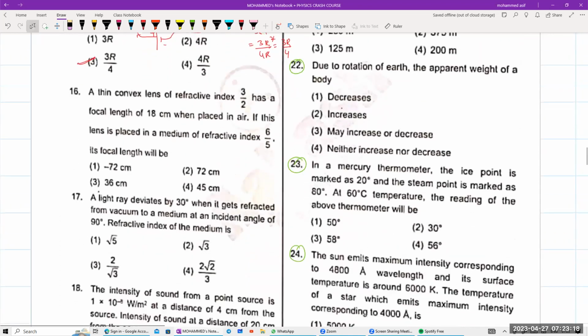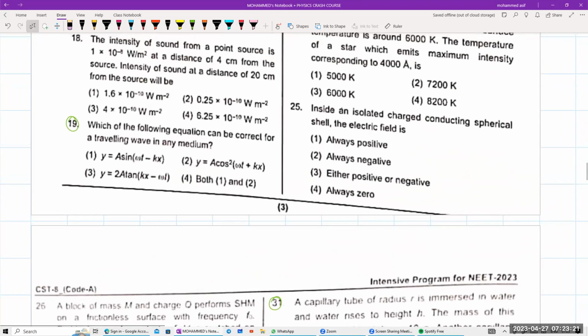चलिए. Question number 16, 17, 18. Okay. Question number 19 देख लीजिए बेटा. Can anyone do the question number 19? Which of the following equation can be correct for the traveling wave in any medium? Traveling wave in any medium can be represented by: y is equals to a into sine omega t minus kx, y is equals to a into cos square omega t plus kx, y is equals to 2a tan kx minus omega t, both 1 and 2. Anyone? A direct question है.